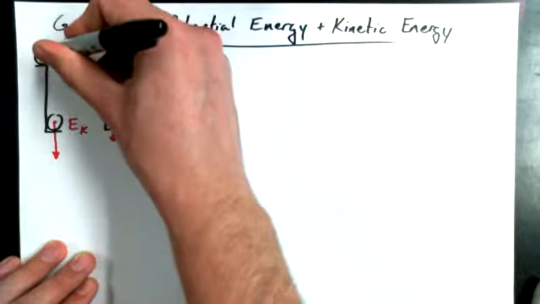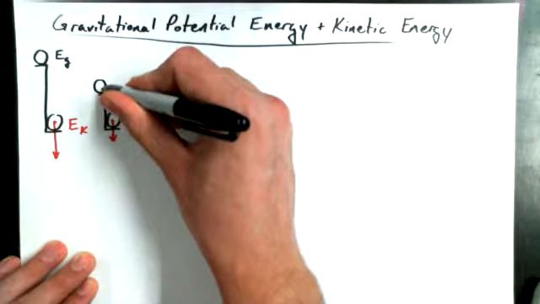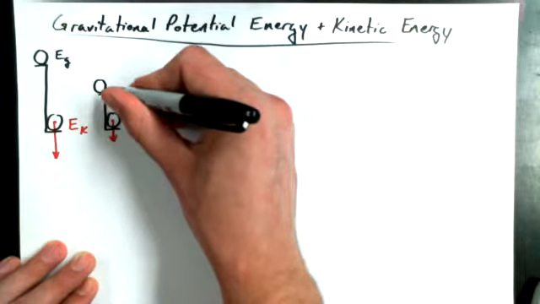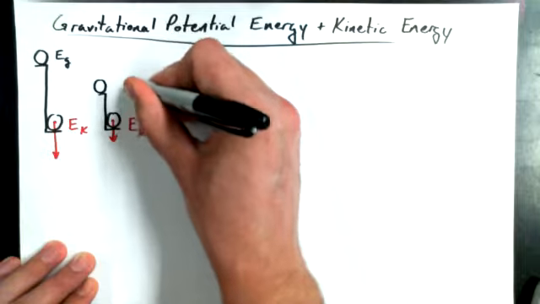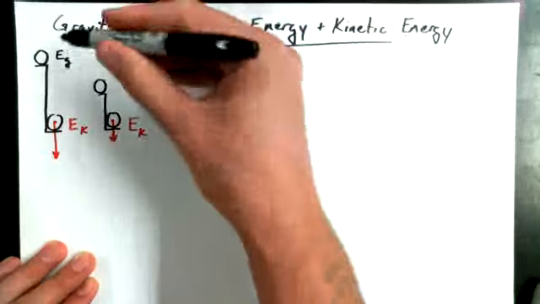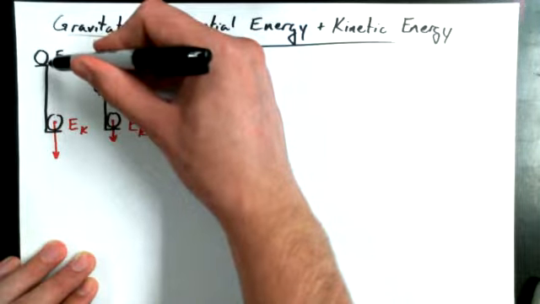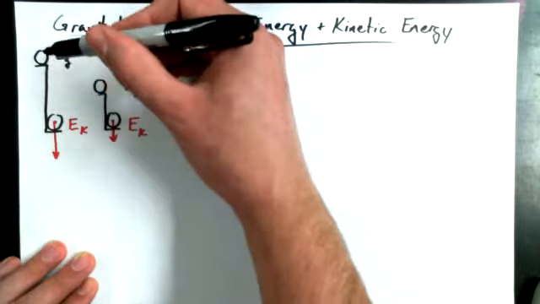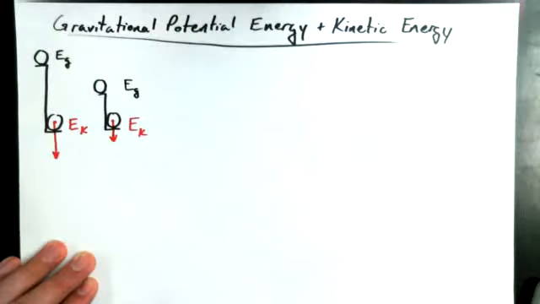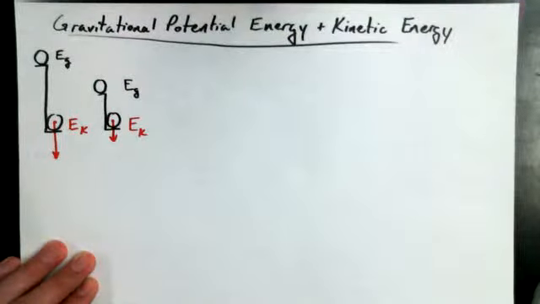In the first scenario, it started up here. In the second scenario, it started down here. Which one has more gravitational potential energy, do you figure? The one that's higher up has more Eg. You're higher up, so you have more potential to fall fast by the time you get to the ground. So you have greater potential energy.